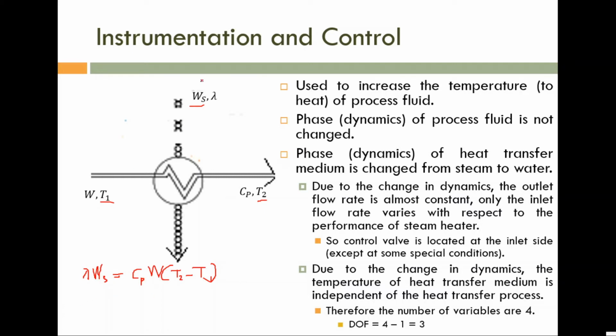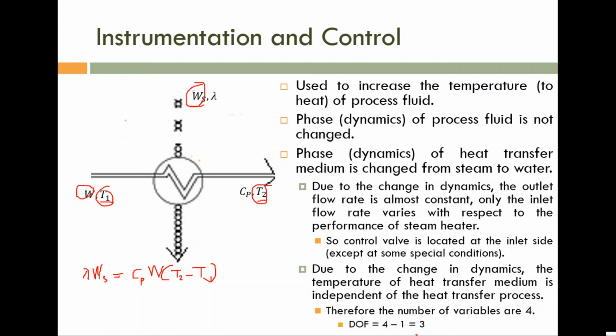How many variables are there? 1, 2, 3, 4 variables are there, and one equation is there. So 4 minus 1, that is 3, is the degrees of freedom of the steam heater. It means we can implement a maximum of 3 independent control loops. This is one difference between the liquid to liquid heat exchanger and the steam heater. In a liquid to liquid heat exchanger, the degrees of freedom is 5, and if you are using a bypass line, that is increased to 6. Here the degrees of freedom of the steam heater is 3, and if you are using a bypass line, then that is increased to 4.